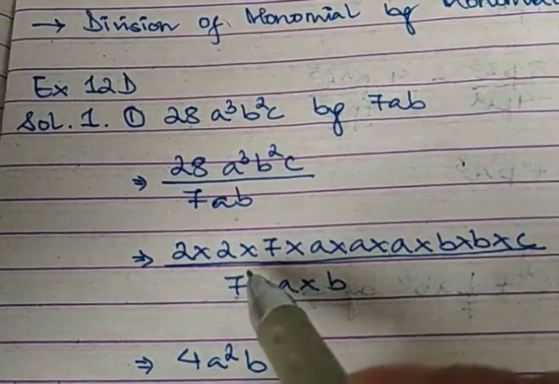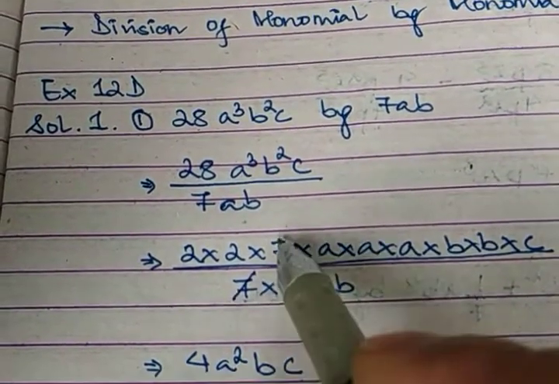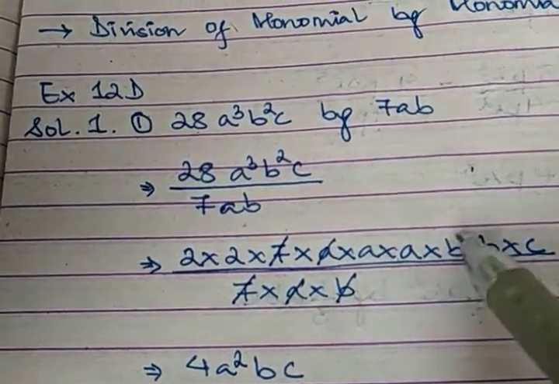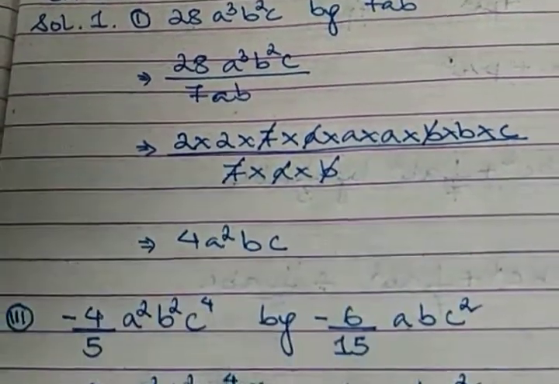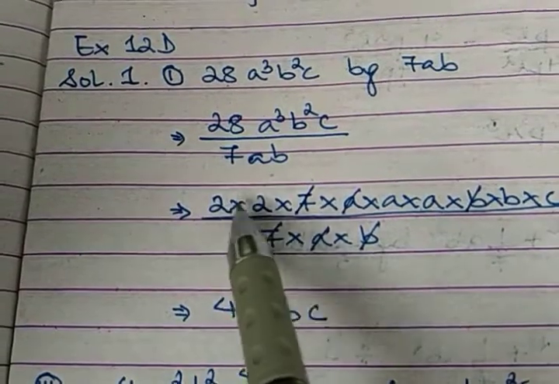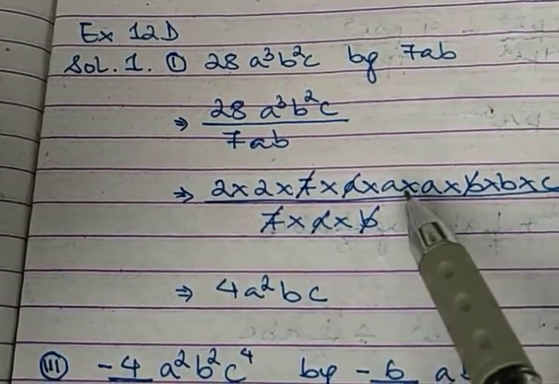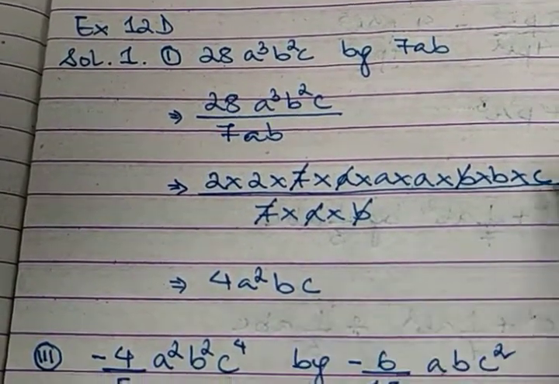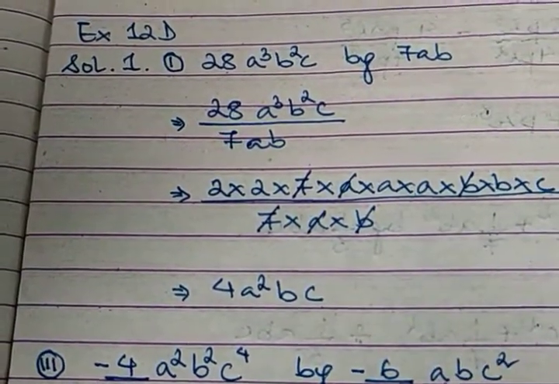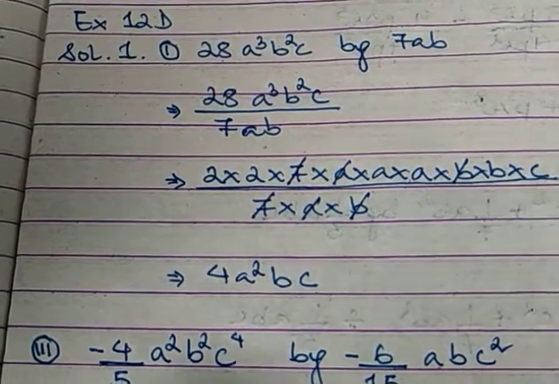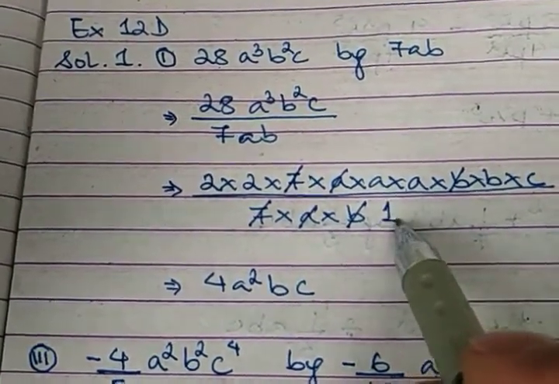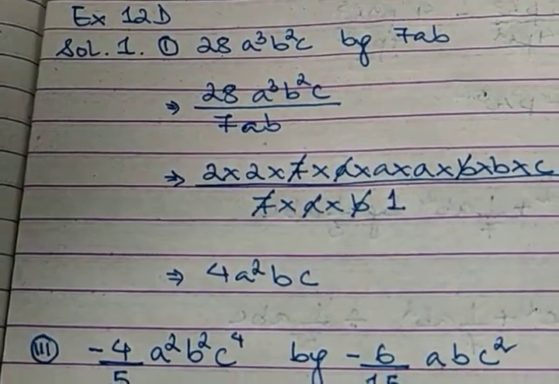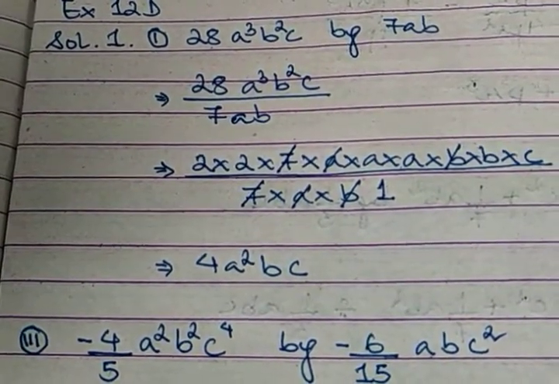So what happened here now? You can cancel the terms from the numerator and the denominator. 7 and 7 got cancelled, a and a got cancelled, b and b got cancelled. Now what's left in the numerator? 2 into 2, 4, then a into a, a squared, one b and c. What's left in the denominator? It's not 0, remember. There's always 1 left in the denominator, so we don't need to mention 1 in the denominator, and we keep our answer as it is.